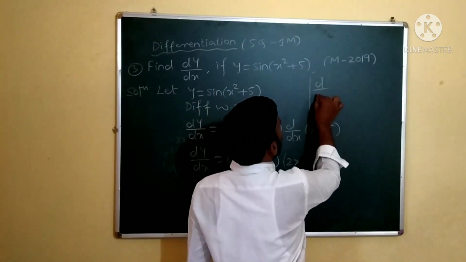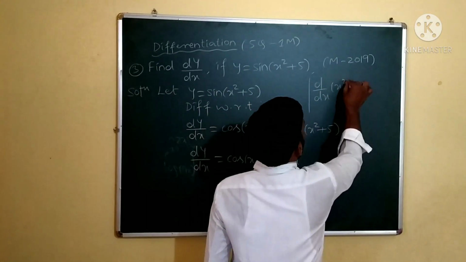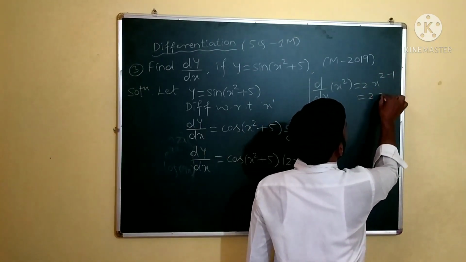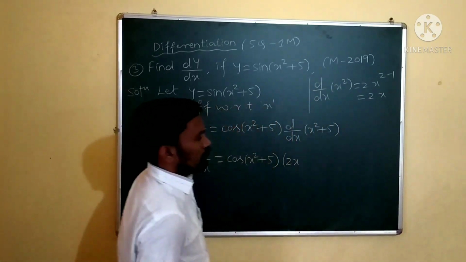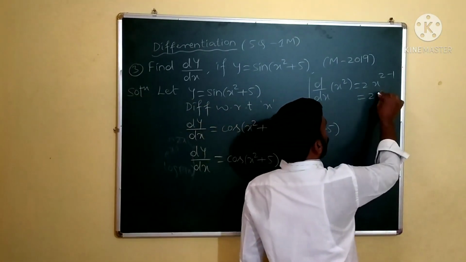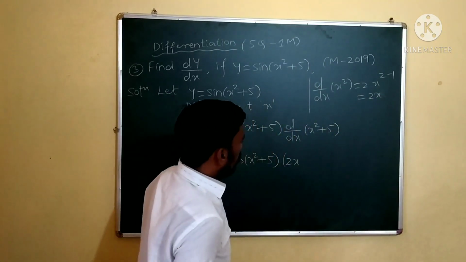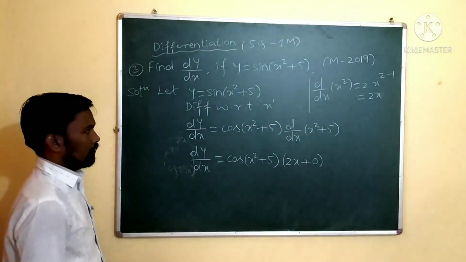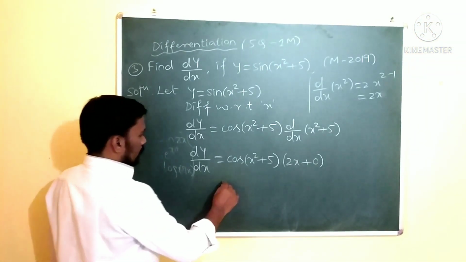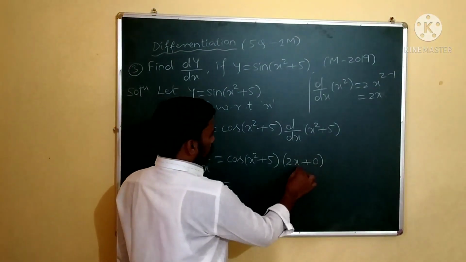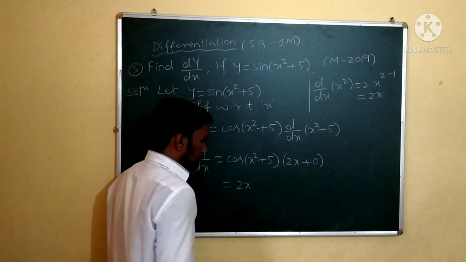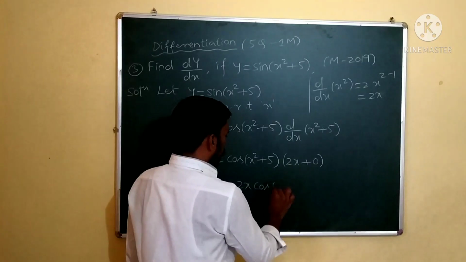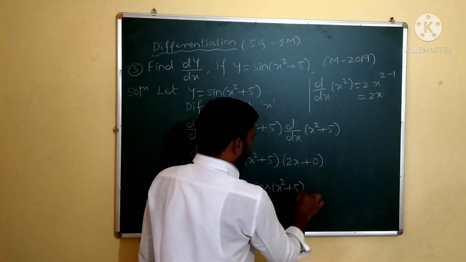d by dx of x to the power of 2 is equal to 2 into x to the power of 2 minus 1, which is simply 2 into x to the power of 1, which is nothing but simply x, which is 2x. So derivative of x square is 2x. And derivative of 5 is a number, it is a constant. Derivative of constant is 0. Derivative of any number is 0. So that is equal to 2x plus 0, which is simply 2x. We write this algebraic term at the beginning: 2x into cos of x to the power of 2 plus 5, which is the required answer.